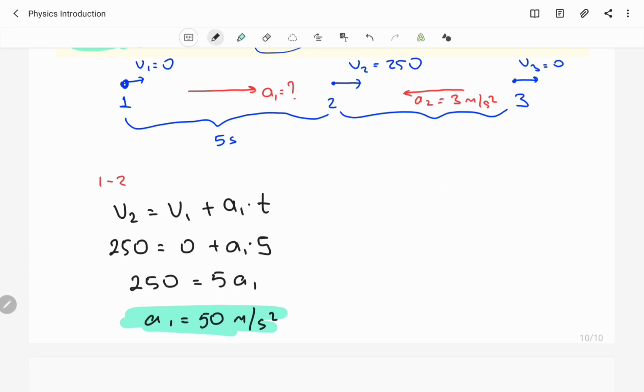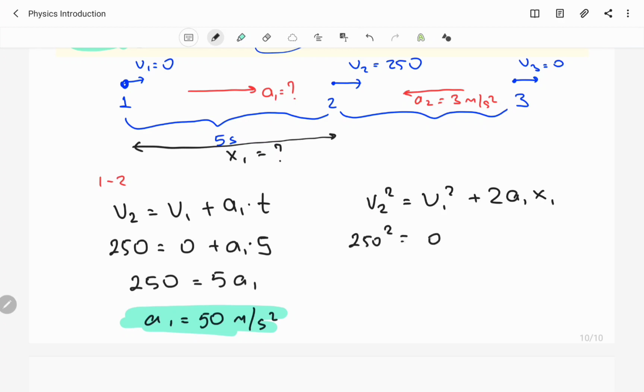Then let's write the second equation for points 1 and 2. Let's start: v final squared equals v initial squared plus 2 a1 x, and let's call this distance x1. For now it's unknown. Final velocity is given, 250 squared, initial velocity 0 for this part, 2 times acceleration 50 times x1. So from here x1 will be equal to 625 meters. This is the distance between point 1 and 2.